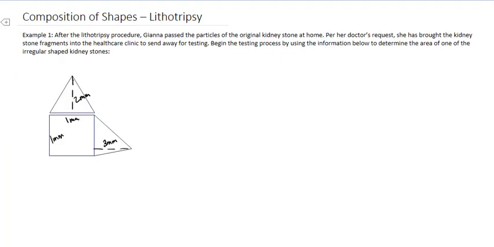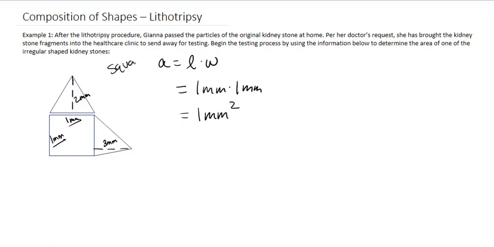And we can see that there are 3 shapes. We can break this down into a rectangle that is a square and 2 triangles. So let's begin by finding the area of the square first. So we remember the area of a rectangle or square is length times width. So we can see that the length and the width are the same size. So we would see that 1 milliliter times 1 milliliter is equal to our area of our square. So this is just equal to 1 milliliters squared. So we'll label that.